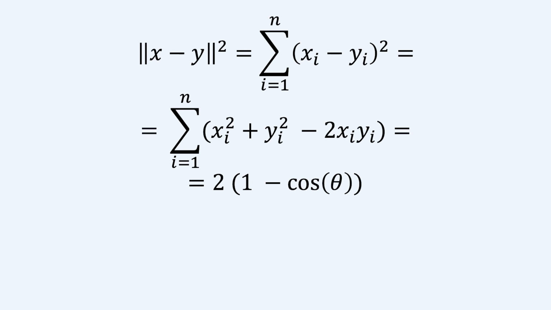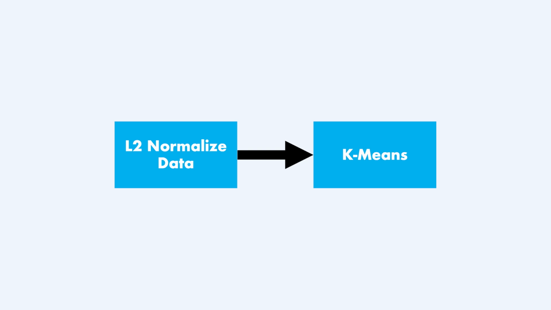We see that the Euclidean distance is related linearly to cosine similarity. Note that you must enforce L2 normalized vectors for K-means to work with the cosine similarity. In summary, you can L2 normalize your data and then use regular K-means.